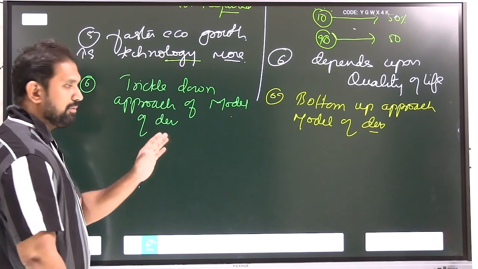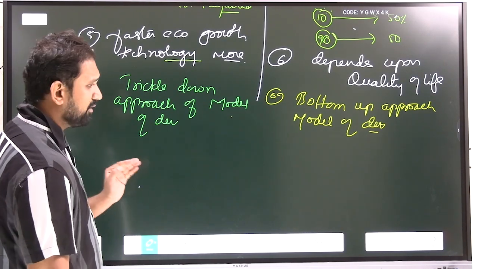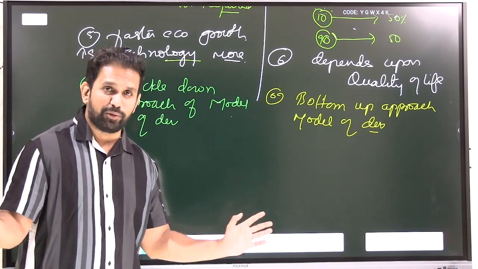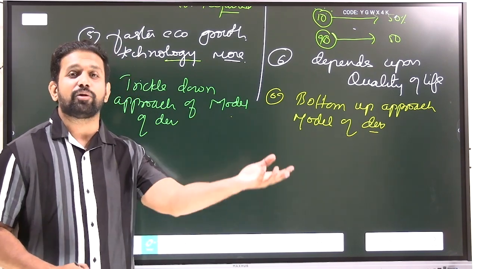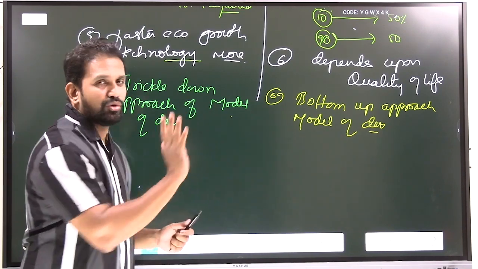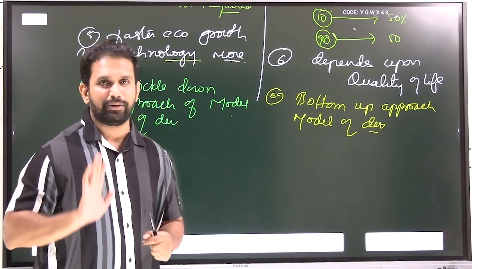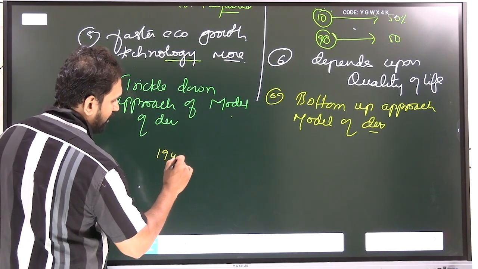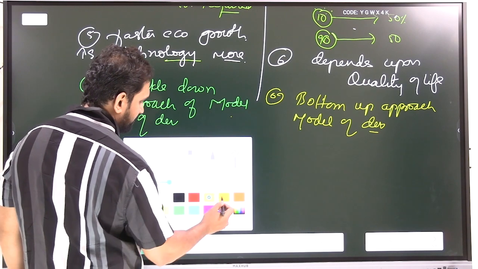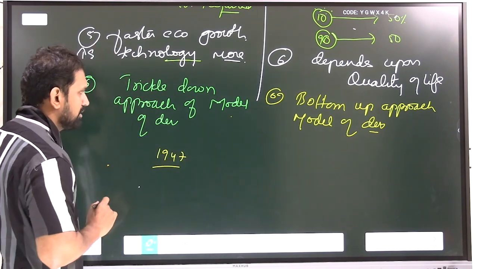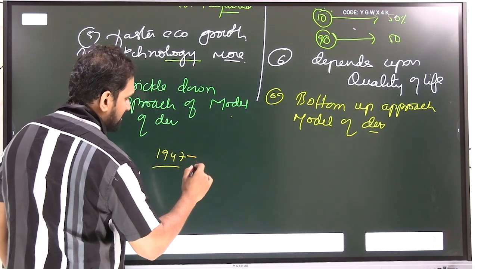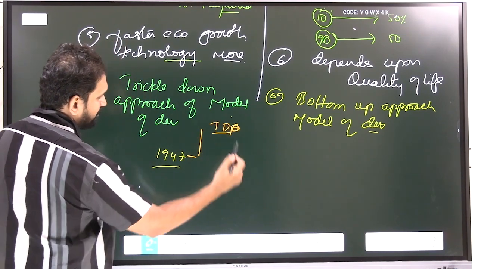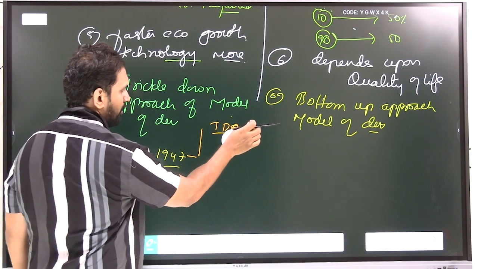Now this is a very important aspect. As we discussed in our last class, economic growth and economic development were synonymous to each other in the 1960s. Later on many economists said that no, economic growth is different, economic development is different. That all happened. So our country also, after 1947 when we got independence, followed the same trickle down approach, just like other countries.